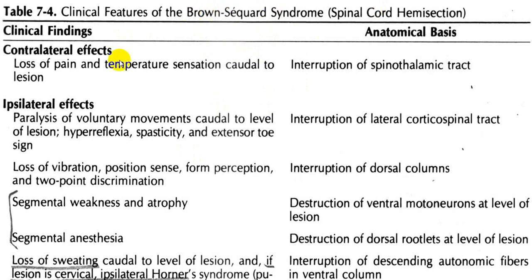In a hemisection, on the opposite half of the body below the level of damage, pain and temperature sensation are gone, and on the same side, vibration, position sense, perception and two-point discrimination are lost. And because of involvement of the corticospinal tract, below the level of damage you will have increased tone, hyperreflexia, spasticity, and the plantar reflex will be extensor.